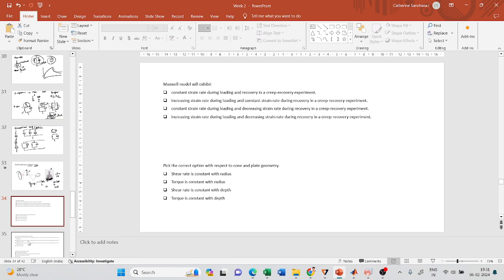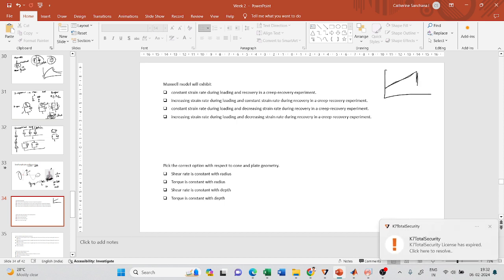So now we will go to the questions. A Maxwell model will exhibit, okay, we saw what a Maxwell model is. So will it exhibit constant strain rate during loading? So let me first draw it. Okay. Since we are talking about a creep and recovery experiment, I'm showing the response of the material when subjected to a creep and recovery experiment. So the options are constant strain rate during loading and recovery, or increasing strain rate during loading.